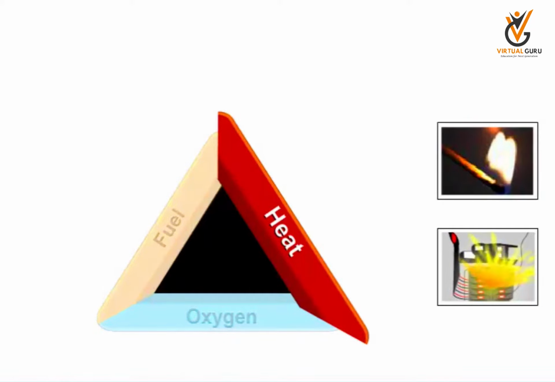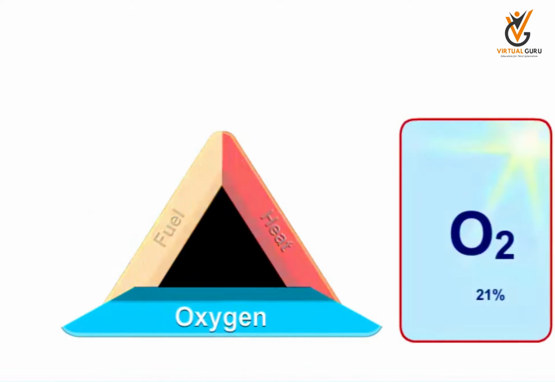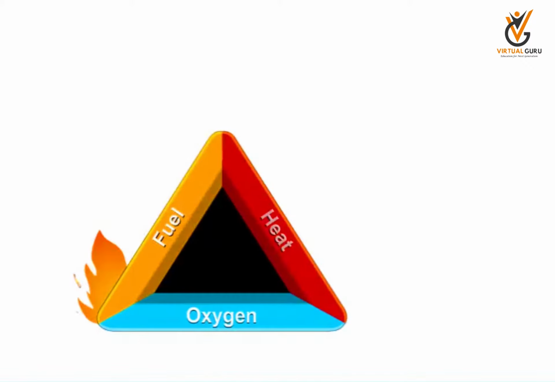The source of heat energy can be a lighted fire, static electrical discharge, short circuit, heat arising from metal to metal contact without lubrication, and so on. Oxygen is present in the atmosphere and its percentage is 21%. The fire does not spread when any one of these three components is absent.